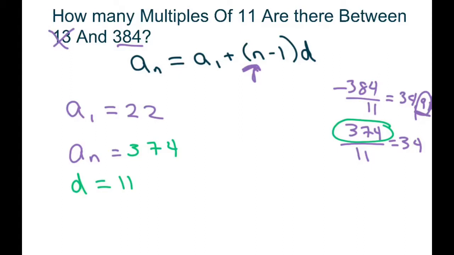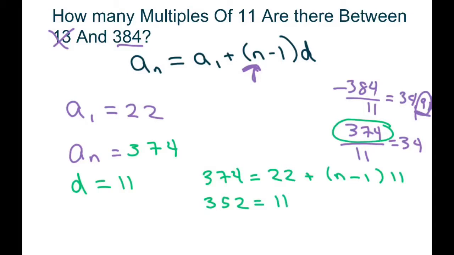So we're solving for n. So we have 374 equals 22 plus n minus 1. N is what? We don't know. Times d, which is 11. So we're going to go ahead and subtract the 22, and that's going to give 352 equals, and go ahead and distribute 11n minus 11.